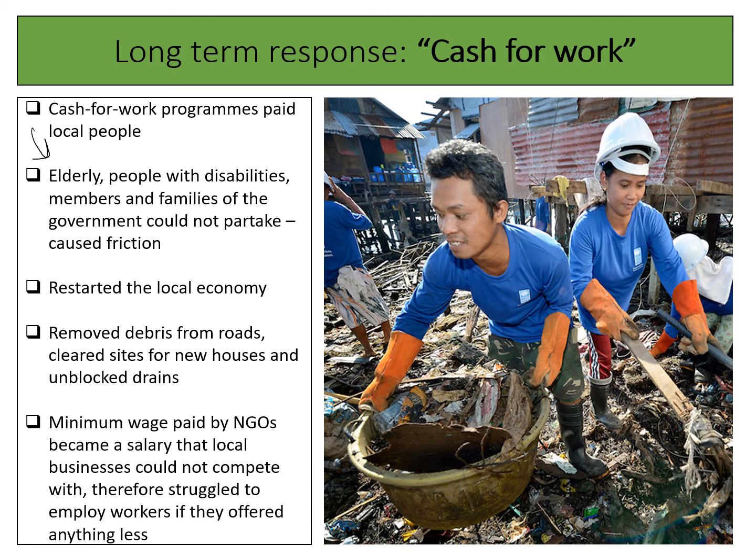You'll also notice from the final section that it says the minimum wage was paid by NGOs. So remember, NGOs are non-governmental organisations. So this Cash for Work scheme was a non-governmental organisation scheme, and they essentially paid those local people a wage that was higher than they would have been getting if they had been working in a shop or a local business. So that was good for the people that were getting paid this money.